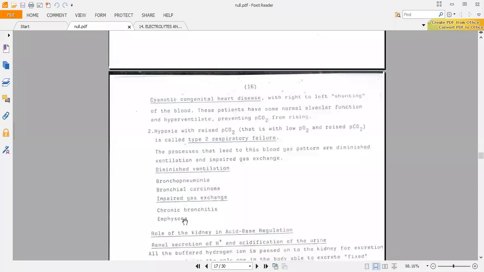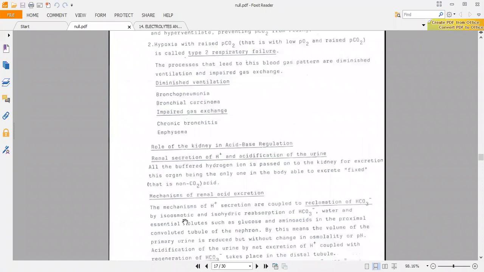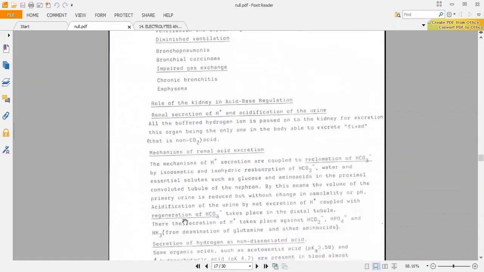Okay, and this is because, as you know, they are obstructive conditions. So the oxygen comes in, but the carbon dioxide finds it difficult leaving. So the carbon dioxide will accumulate in the person's system. Okay, so you are having hypoxia with raised partial pressure of carbon dioxide. This is what is called type 2 respiratory failure. Okay, we are almost ending. Any questions up to this side?